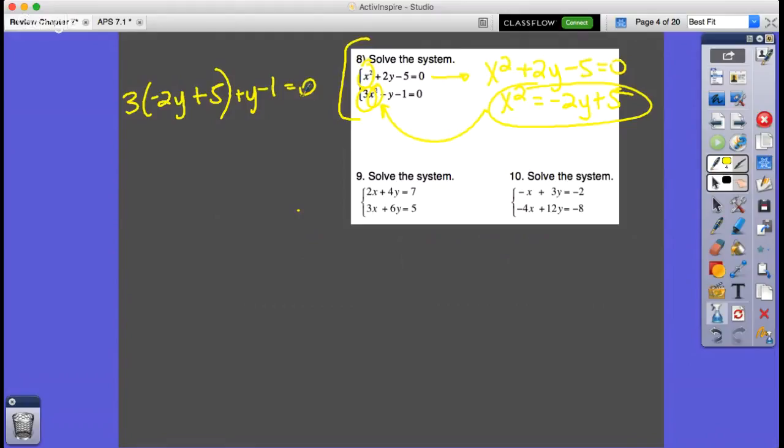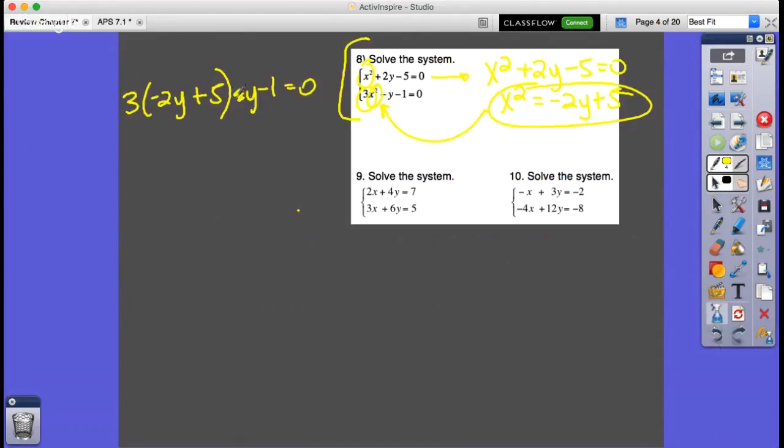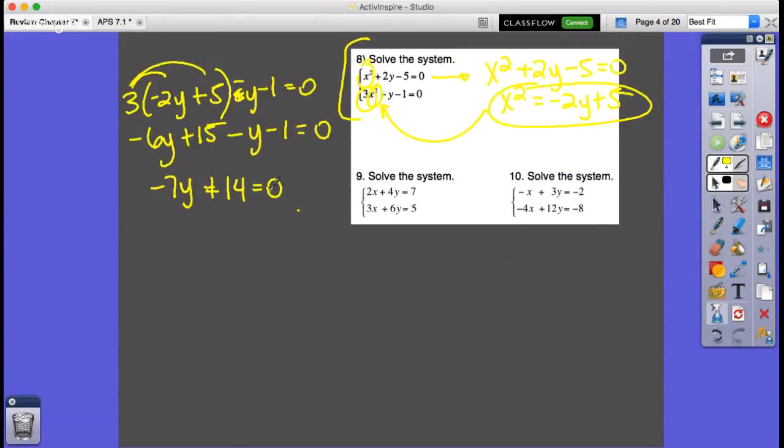Okay? Equals 0 there. All right? Want to make sure. Yeah, okay. Actually, it should be minus y right here. It should be minus y. Okay. Now, once I distribute 3 across, I get negative 6y plus 15 minus y minus 1 equals 0. So I combine like terms to get negative 7y plus 14 equals 0. And I can subtract 14 both sides, to where then negative 7y equals negative 14. Divide by negative 7, divide by negative 7.